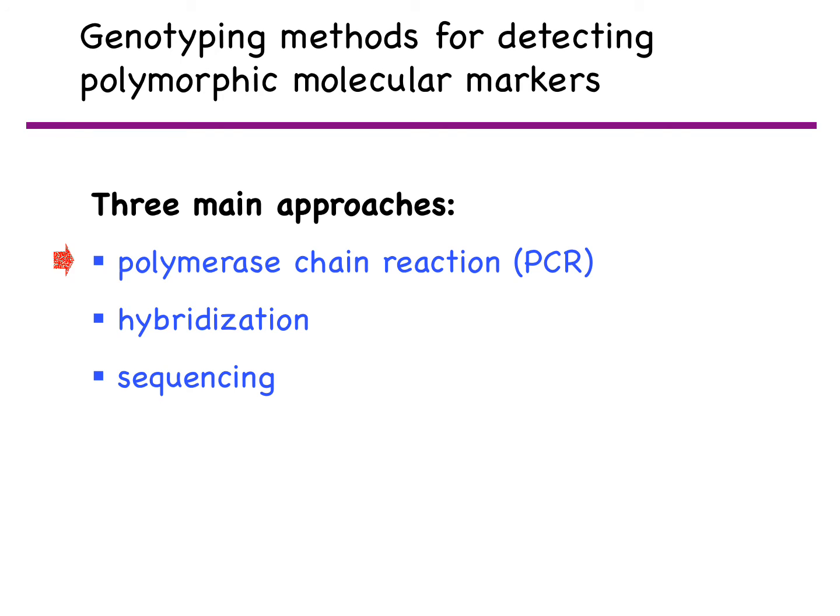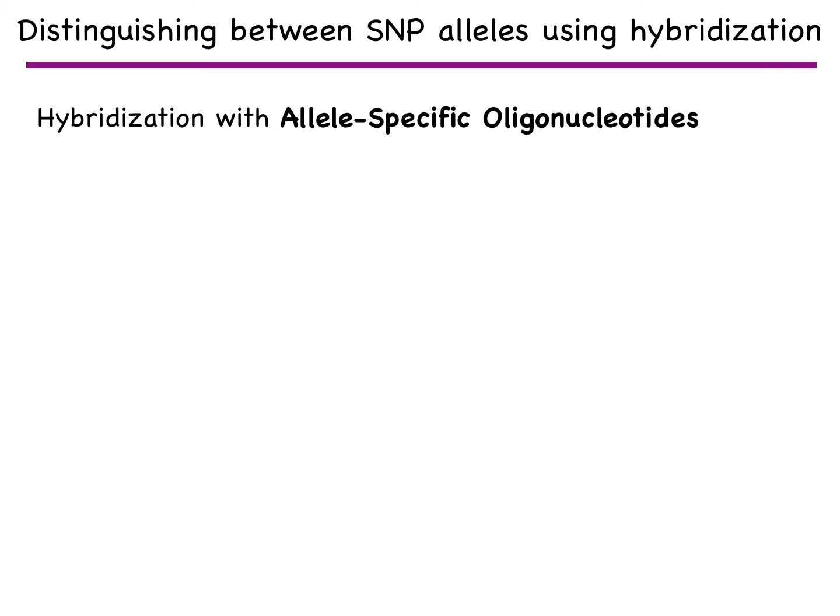Now we'll switch and talk a little bit about hybridization, the other method that's typically used to map polymorphic sites in the genome. Okay, so as I mentioned, the polymerase chain reaction is typically used to map VNTR loci, but the main method that's used to map polymorphic sites, primarily SNP alleles, is hybridization with allele-specific oligonucleotides. So let's talk about the principle a little bit here.